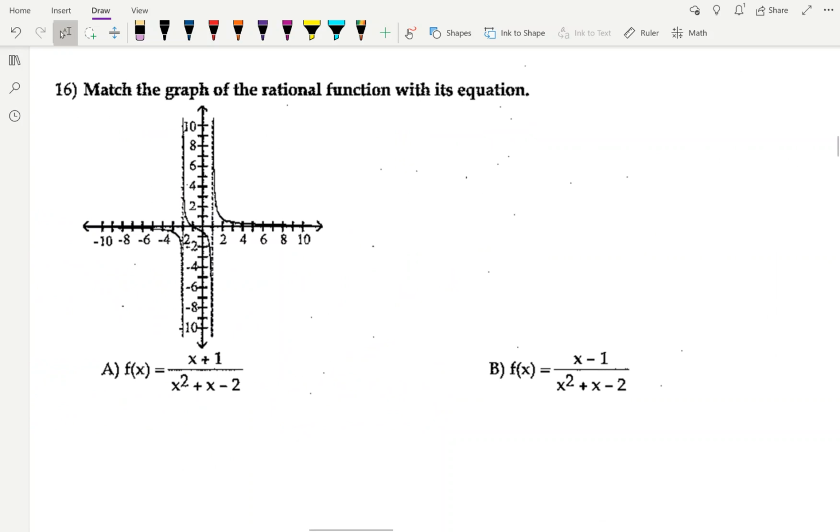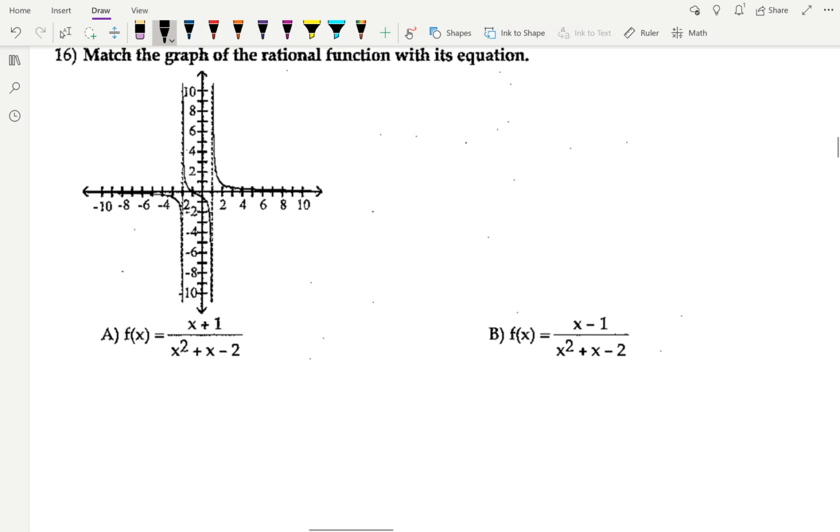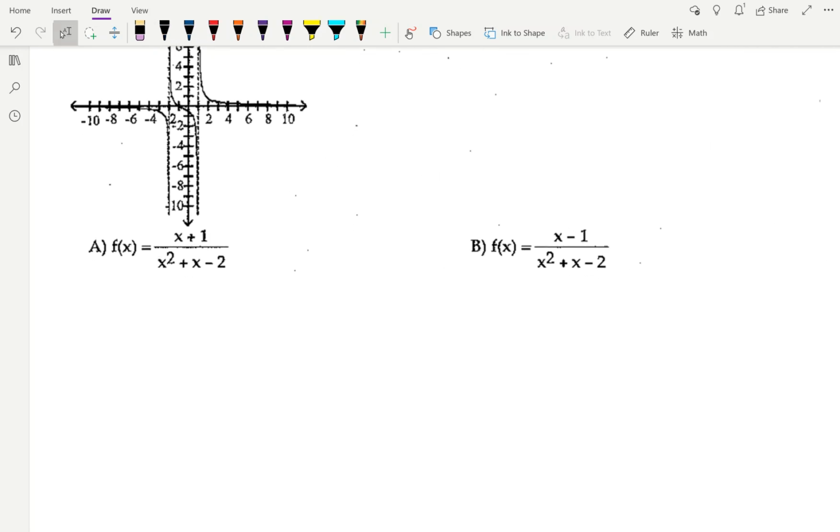Okay, match the graph of the rational function with its equation. Okay, so you can spend some time graphing these if you want, but graphing, you have to develop an eye for it. And I see a y-intercept, and it looks like the y-intercept's somewhere around 1/2. So let's set each of these guys equal to 0, because to find the y-intercept, it's a nice quick way to get out of this problem. Set x is equal to 0.